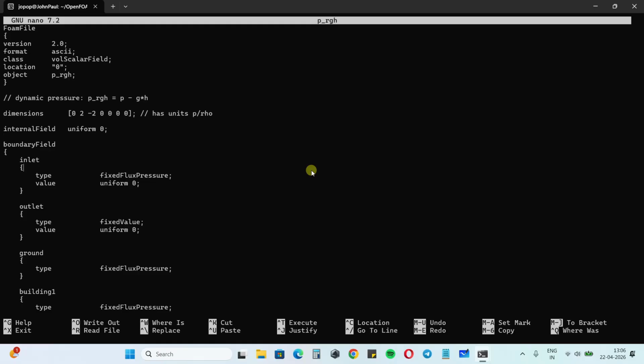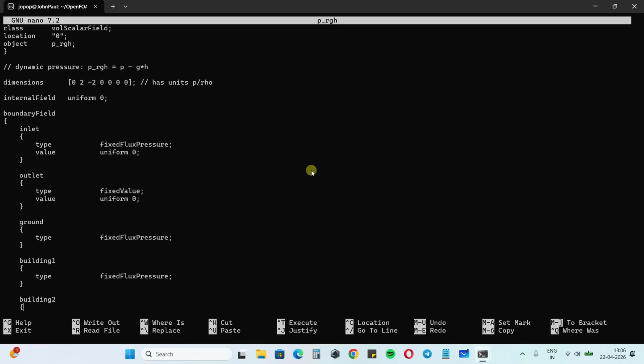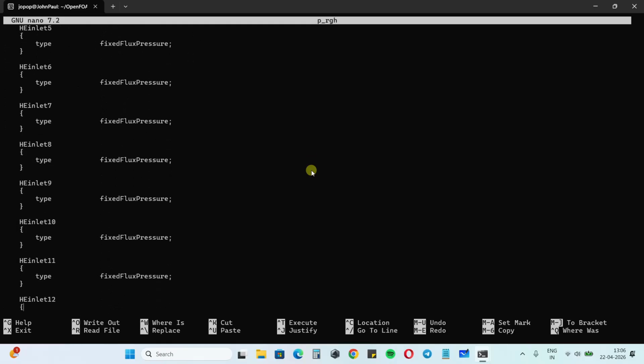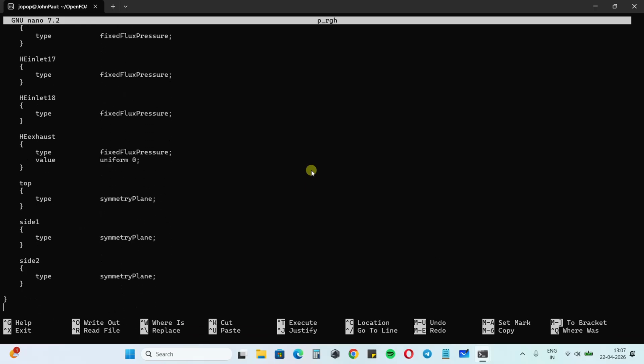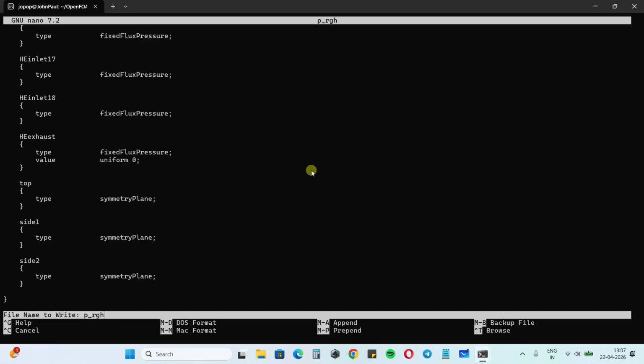At the inlet we have this fixed flux pressure, which basically allows the pressure to adjust itself based on the developing flow. So we are not forcing the pressure to be some value, but we allow the flow to adjust itself. That's used throughout. That's it for the pressure, but we need to have p_rgh rather than a file for p. Save it, Control O and Control X.